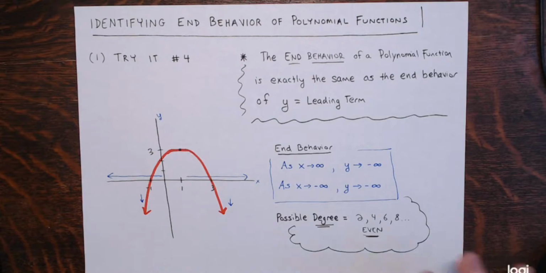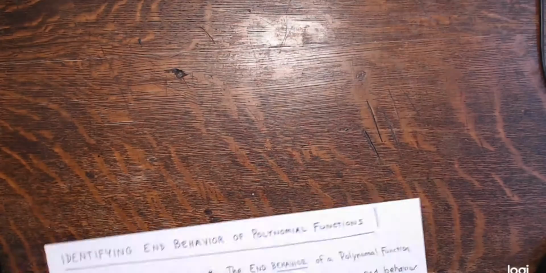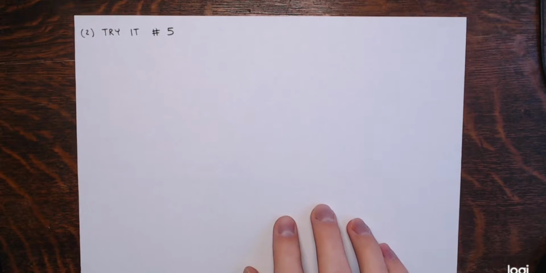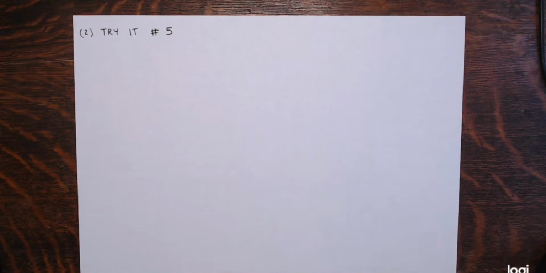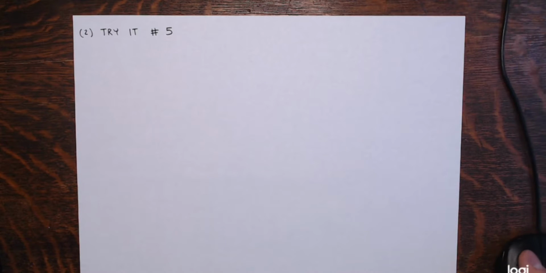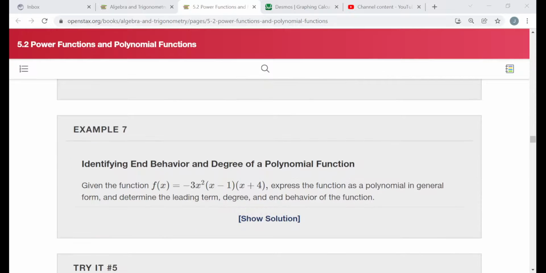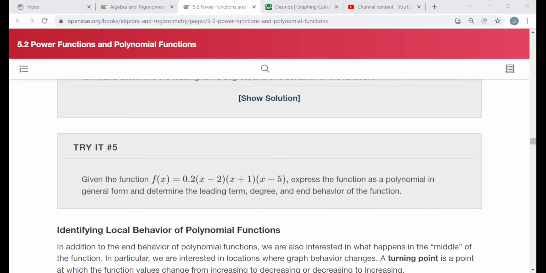Okay, the next example I would like to do is the next try it problem. All right, try it number 5. All right, so let's take a look at that in the text. So example 7, here's try it number 5.